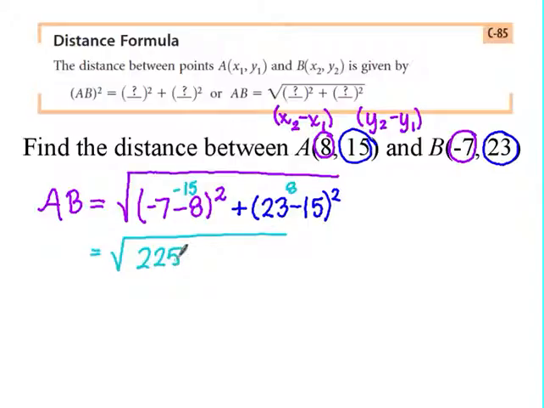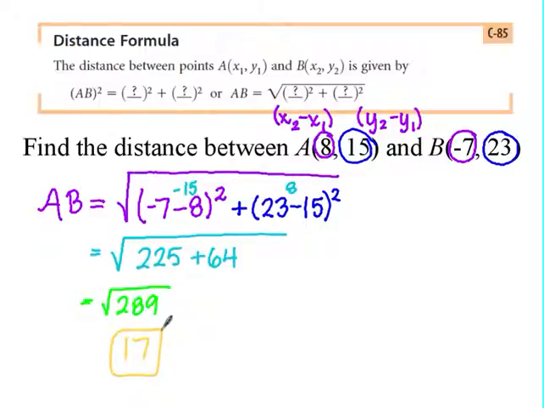Now, by the way, you should never get a negative. If you get a negative when you square something, you've done something wrong, because remember, whenever you square something, it becomes a positive. 8 squared is 64. So if you had 225 and 64, what do you get? 289. So the square root of 289 is 17. There you go. So that is the distance between those 2 points. Now, will it always be even? No. It'll be like those problems before that we had to round.